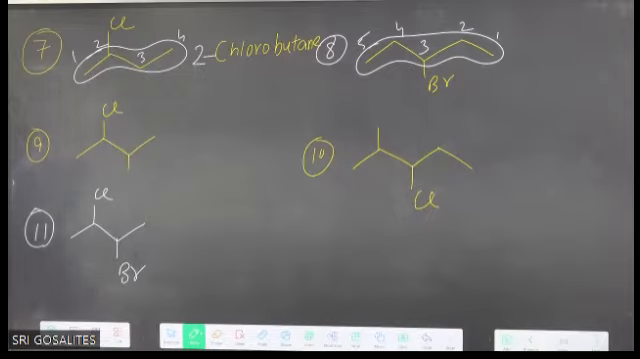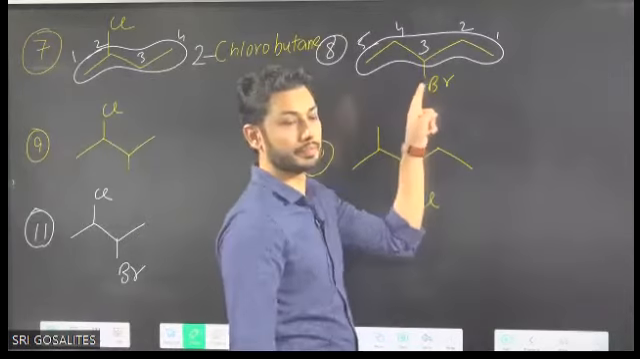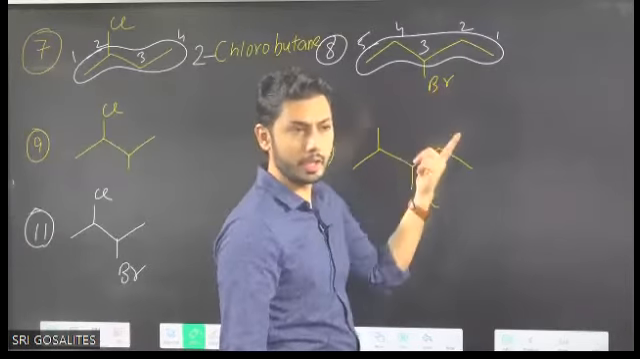Okay, try example number 8. In the 8th, Br is there. Br is always a prefix, bromo. At which position? 3rd. So its name will be 3-bromo. Parent chain 5, root word pent. Purely single bonded, ane. 3-bromopentane.